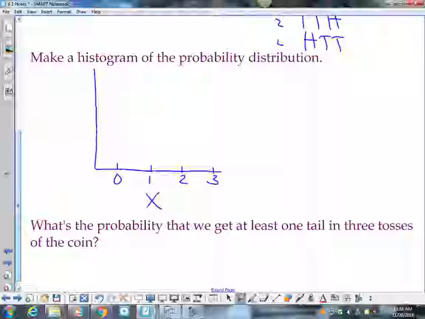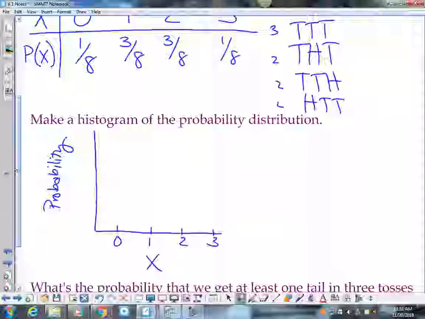What am I measuring? Am I doing how many times, or did we turn that into the probability? What would my highest be? Oh, I mean, yes, you could not go above 1. But for my graph, how high do I need to go? 3/8. So I can go 1/8, 2/8, 3/8.